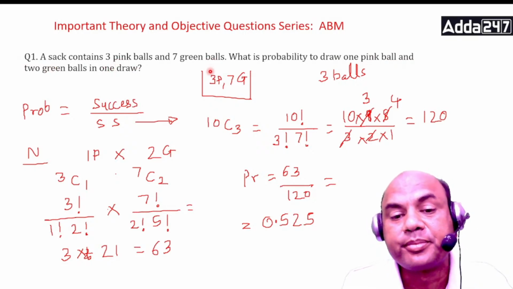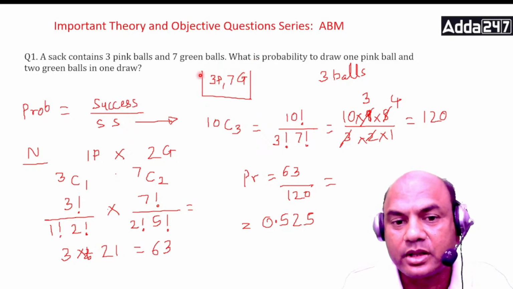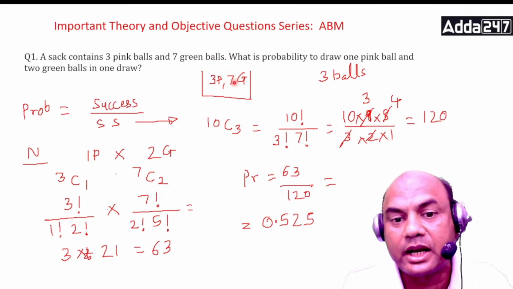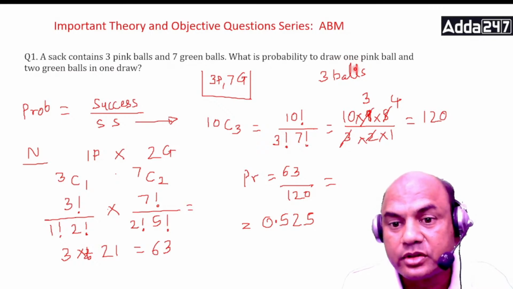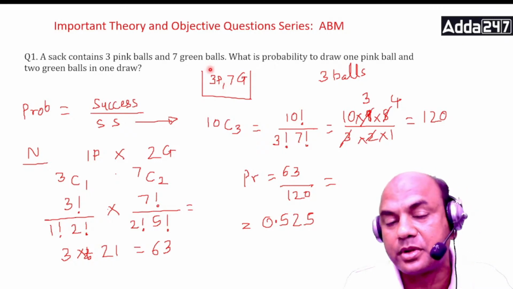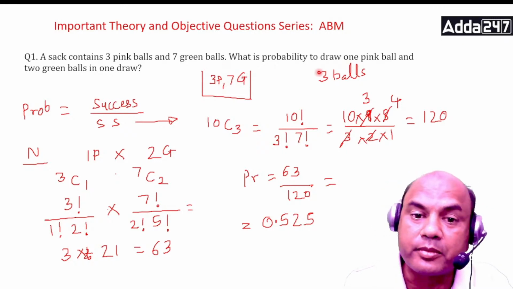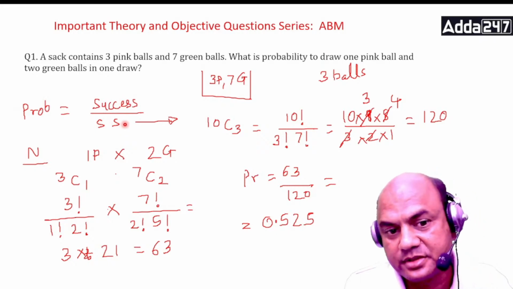Means what? This is my sack. I am having 3 pink balls and 7 green over here. I put my hand inside and I take out how many balls? 1 pink and 2 green, means total 3 balls I take out. So 3 balls will be my final answer, means 3 balls I wanted from here. So what is the formula for probability? Formula for probability is success upon sample space.